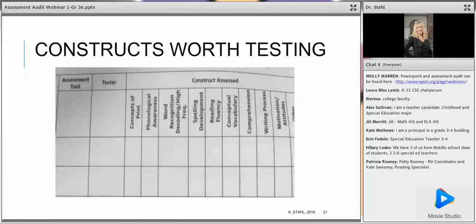Reading fluency. We have many good measures of reading fluency. At this stage of the game in grades 3 through 6, we're talking words correct per minute.